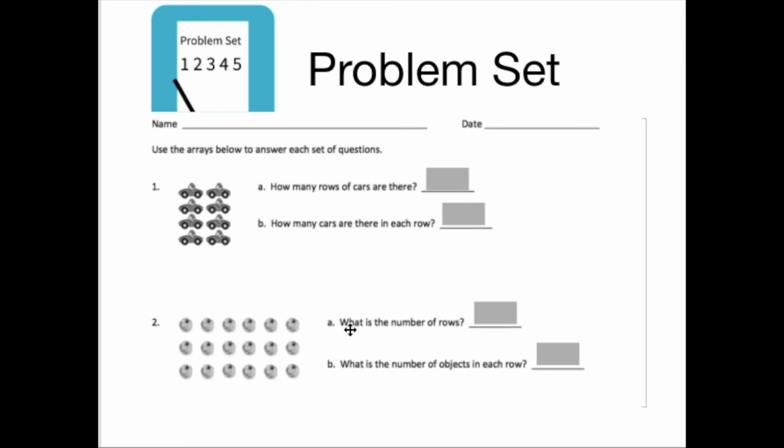Number 2A, what is the number of rows? So how many rows are there in this whole picture? And letter B, what is the number of objects in each row? Once again, how many objects are there in each row? I'm going to go ahead and give you all a moment. Feel free to please pause the video while you complete these 4 problems.